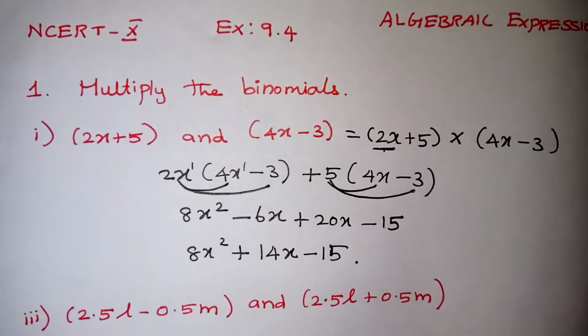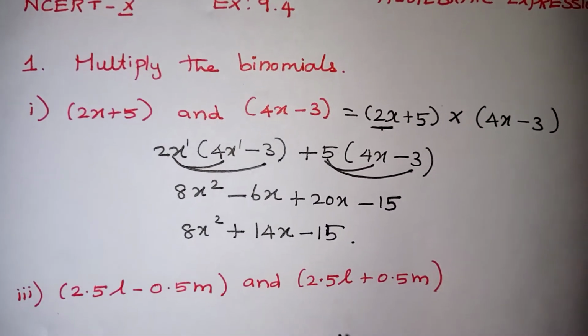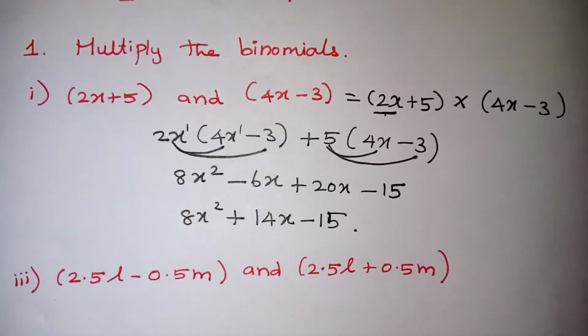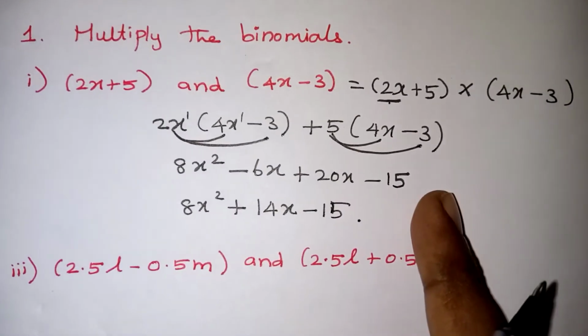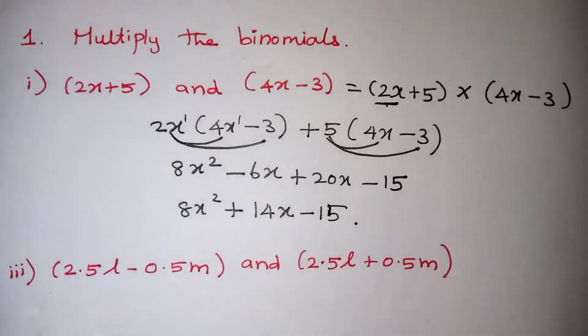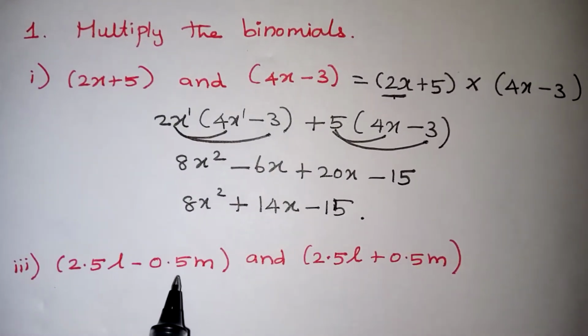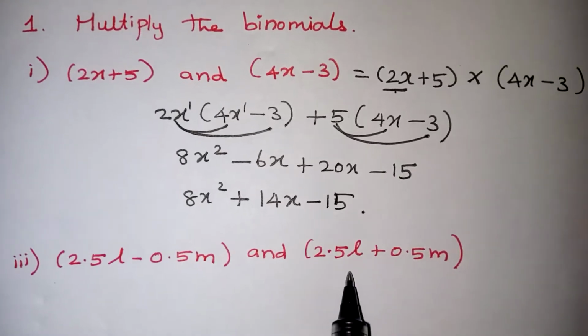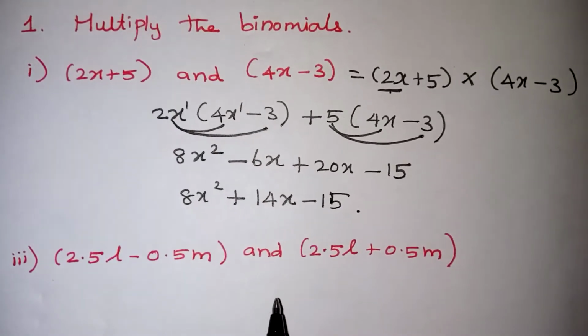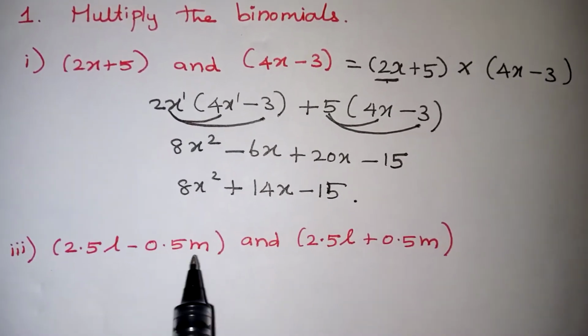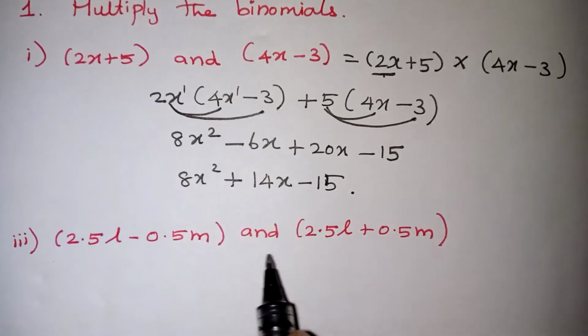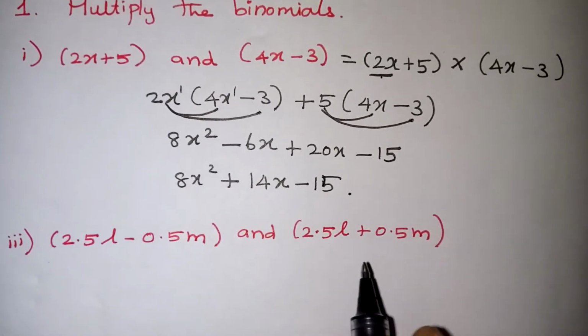We'll do one more problem. Now we have different methods from here. Anyway, you can do this like this also. Here a small hint I am going to give you. Look at the numbers: 2.5L minus 0.5M, 2.5L plus 0.5M. Both are looking the same. 2.5, 0.5, 2.5, 0.5. One is a minus number, the other one is a plus number.